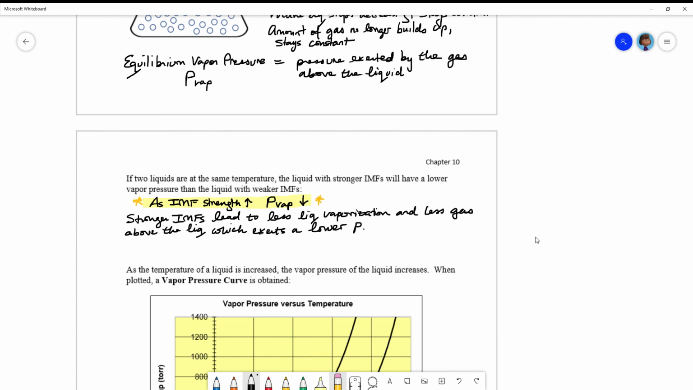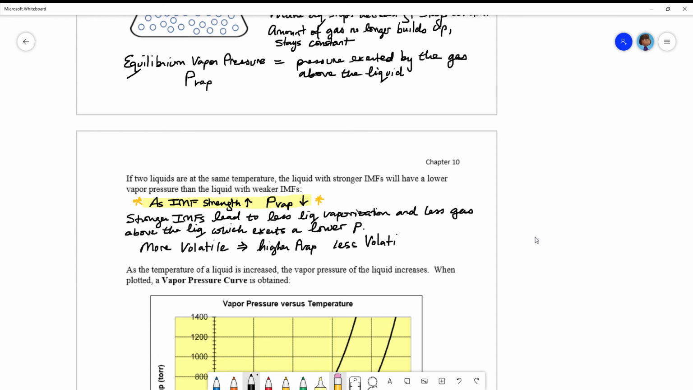Okay. Now it turns out we have a special name for a liquid that has a higher vapor pressure than another liquid. We say liquids with higher vapor pressures are more volatile liquids. So if we say a liquid is more volatile, it has a higher vapor pressure. And less volatile would mean that the liquid has a lower vapor pressure.